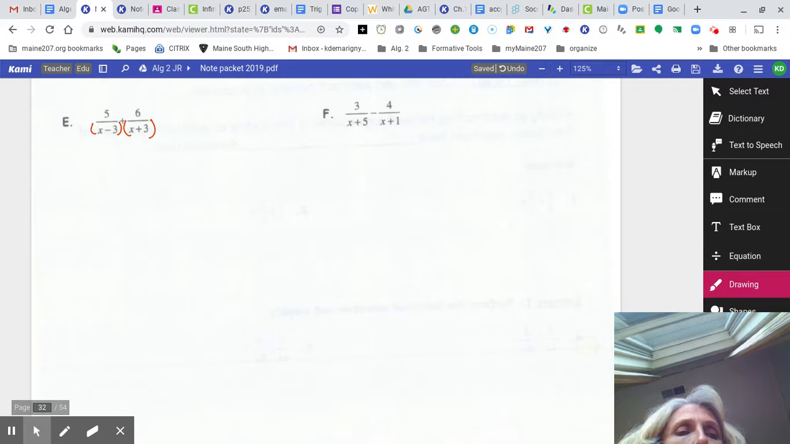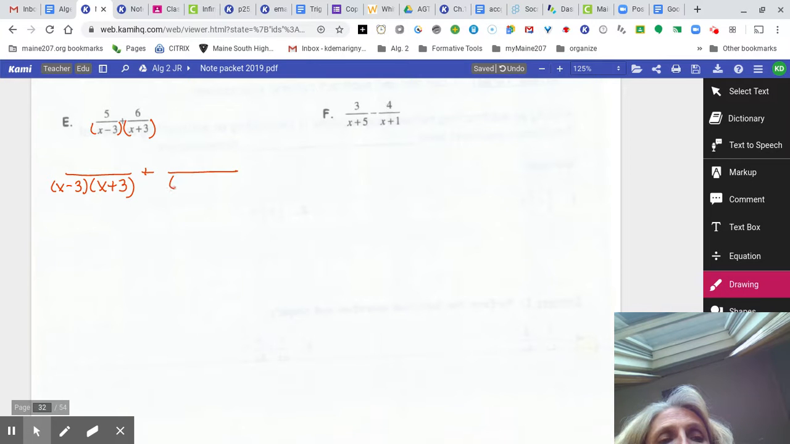So what I have to do is create two brand new fractions, and they both have to have the common denominator. I'll have to have an x minus 3 and an x plus 3. I'll have to have one of each. This one, the new fraction, will have x minus 3 and an x plus 3. They both have to have each one of those.